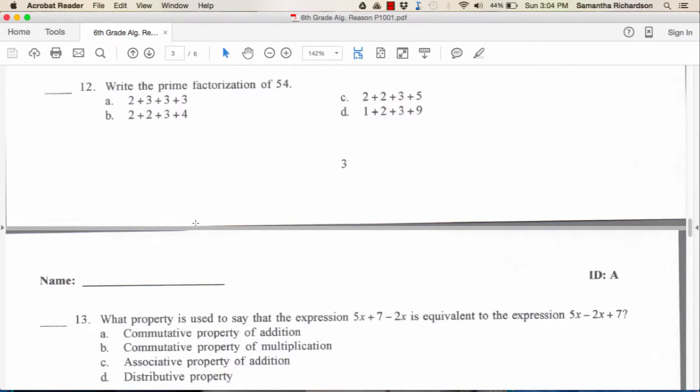Question 12. Write the prime factorization of 54. A. 2 plus 3 plus 3 plus 3. B. 2 plus 2 plus 3 plus 4. C. 2 plus 2 plus 3 plus 5. D. 1 plus 2 plus 3 plus 9.